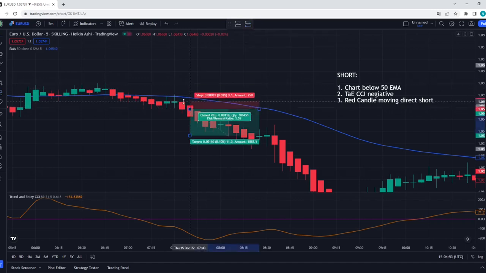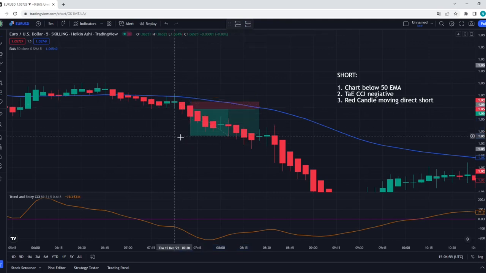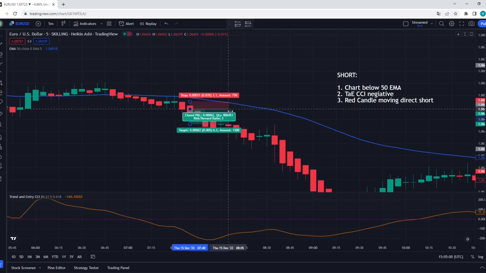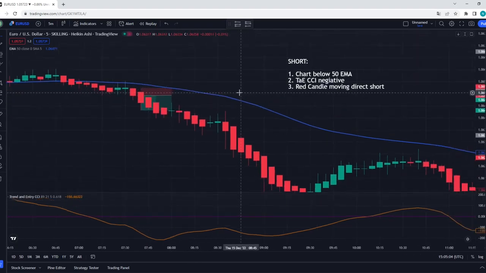I put my stop loss right here at the recent swing high. We will leave the trade over here with a risk reward ratio of 2. So here we got one winning trade.